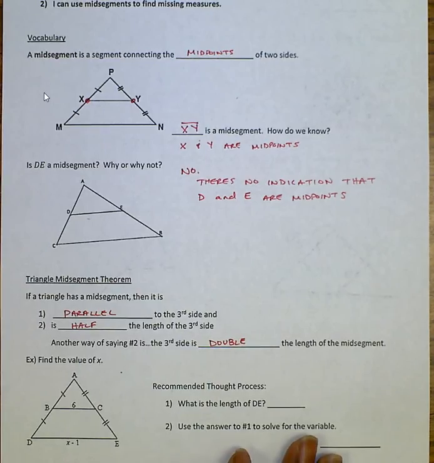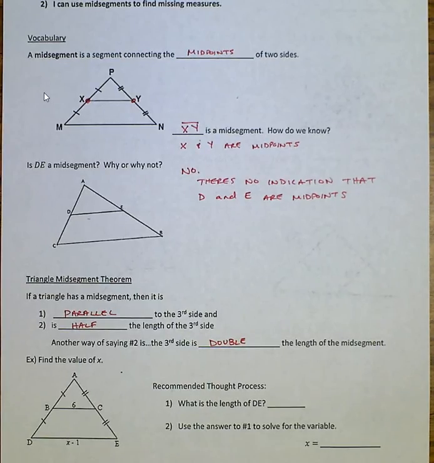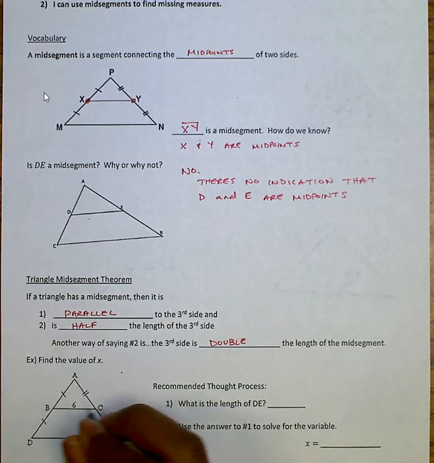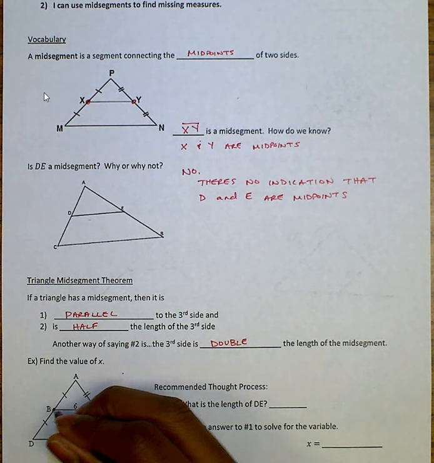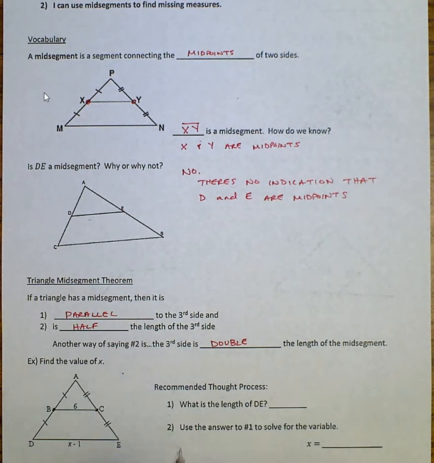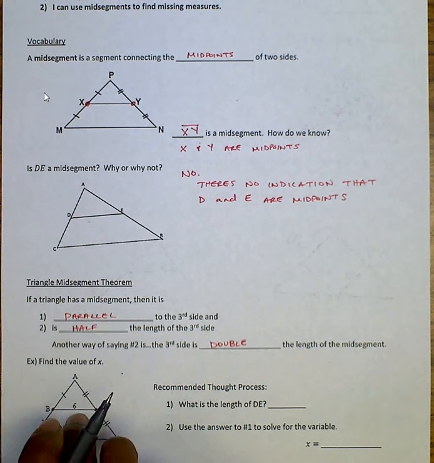Okay, so let's look at this problem. They want us to find the value of x, or they want us to find the length of DE. We need to find the value of x to find the length of DE. So what is the length of DE? Well, we can see that BC is a mid-segment. Again, they tell us that B is a midpoint and C is a midpoint. And since we know that that's 6, that will help us to find this.